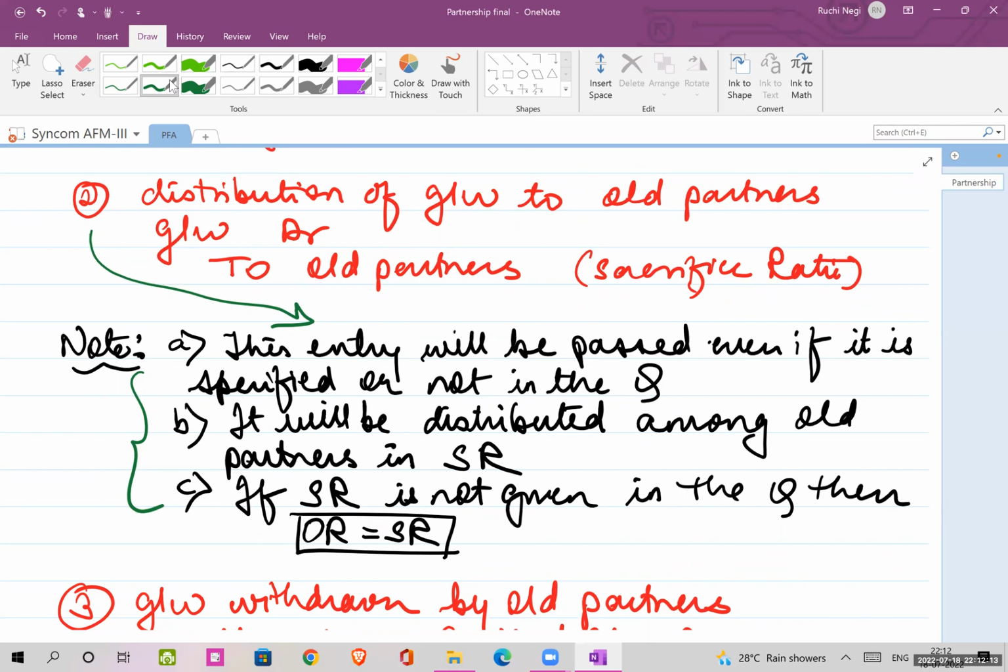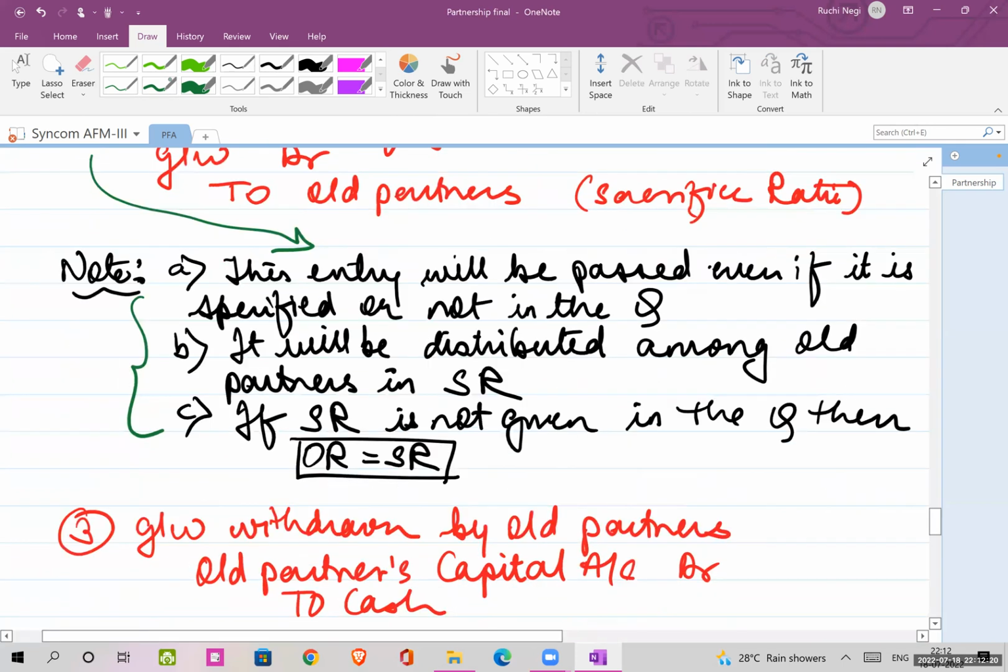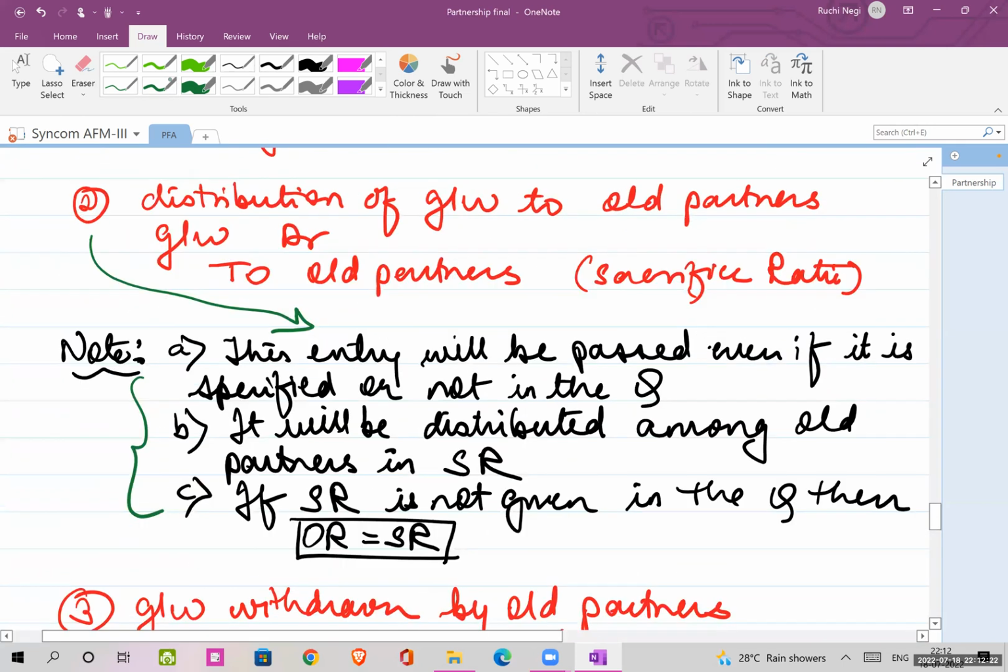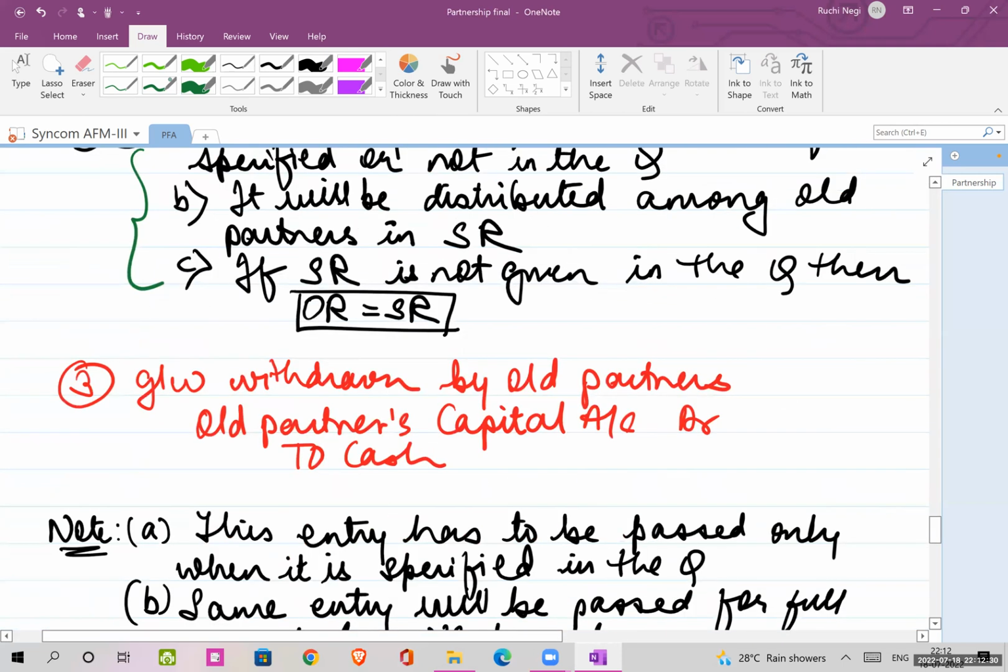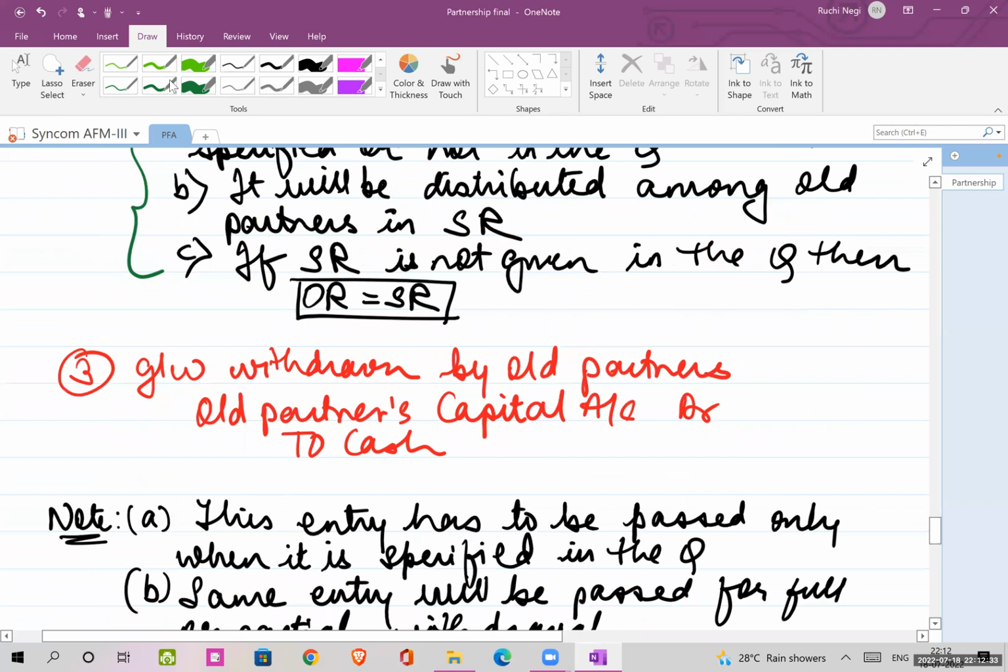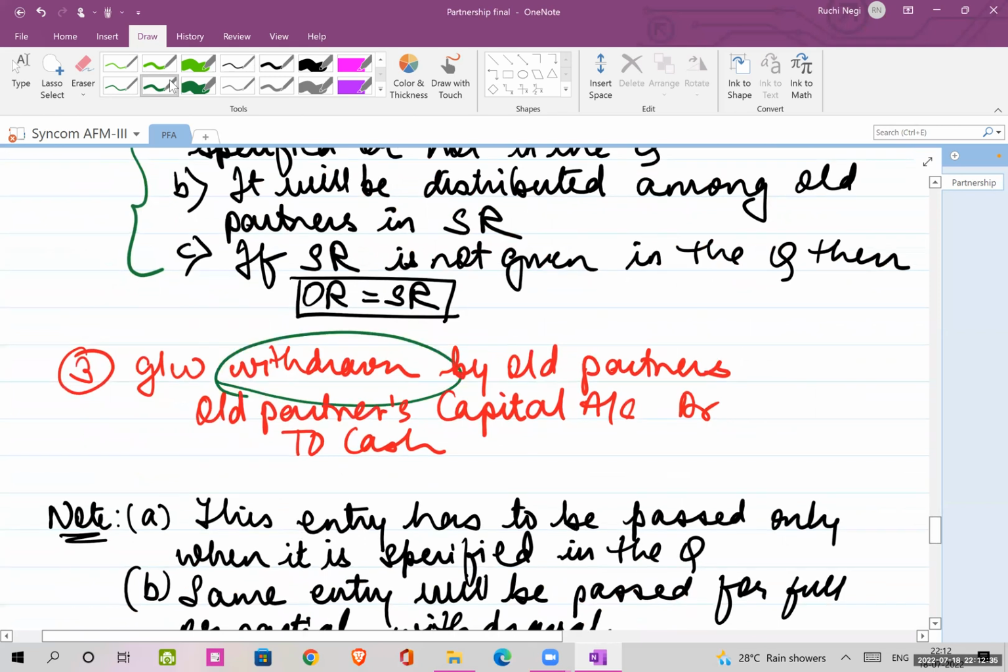It will be old ratio minus the new ratio. Okay, yeah. So if the sacrifice ratio is not given in the question, then old ratio will be equal to sacrifice ratio. Then third, goodwill withdrawn by old partners. Now this entry will be passed only if the question specifies that there is a withdrawal of goodwill.